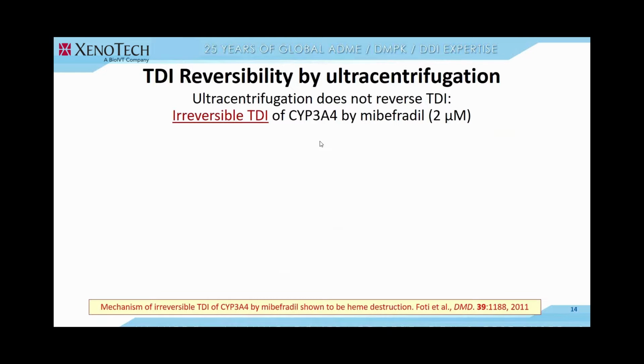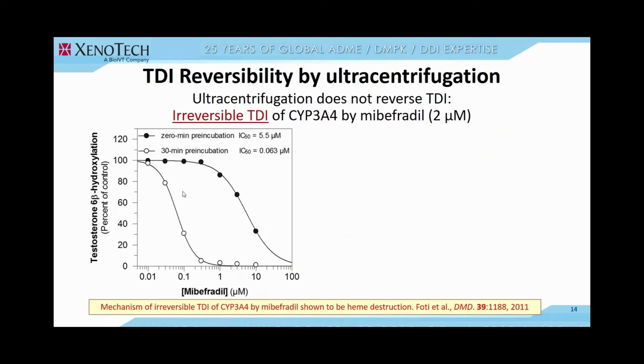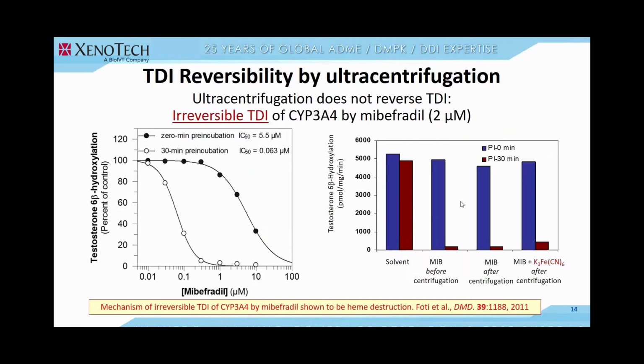So in this case, I'm going to show you mibefradil at 2 micromolar. Again, there's the IC50 shift, and we picked around 2 micromolar, where we have a nice strong effect after 30 minutes. In this case, the solvent control has essentially no effect after 30 minutes. These are rates of testosterone 6-beta hydroxylation, a marker of CYP3A4. We have mibefradil before centrifugation. We see that strong time-dependent inhibition. This is mibefradil after centrifugation, and you can see in the 30-minute pre-incubation, there's not a reversal. And even in the presence of potassium ferricyanide, there's still not really any significant reversal.